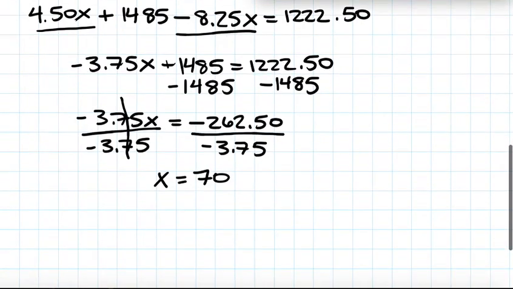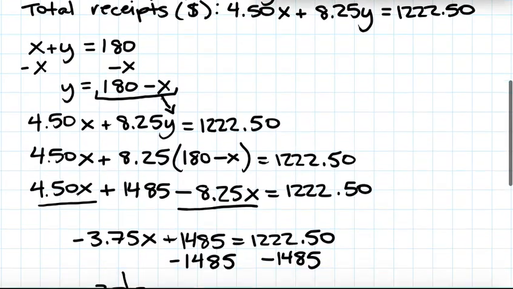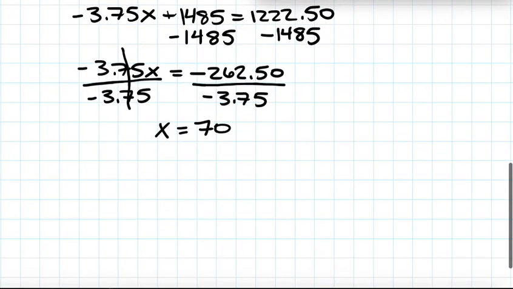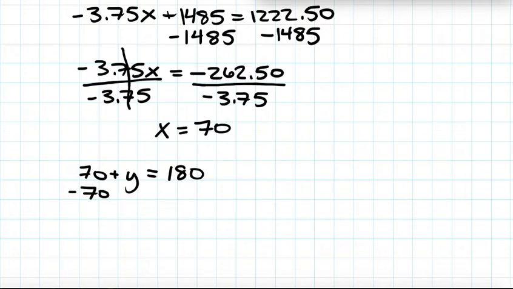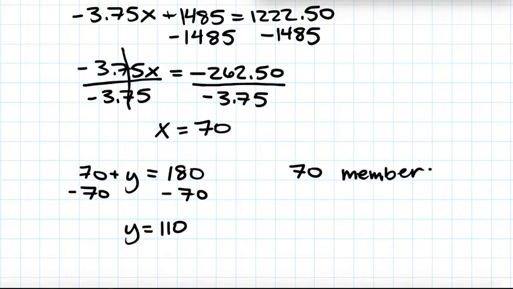Now the last step is to plug in and solve for y. I'm going to plug into the x plus y equals 180 equation because that's going to be easiest. You probably can do this in your head without even plugging into the equation. But if x plus y equals 180 and x equals 70, I can subtract that from 180 to get my value of y, which is 110. So my answer here is that there were 70 members that attended and 110 non-members.